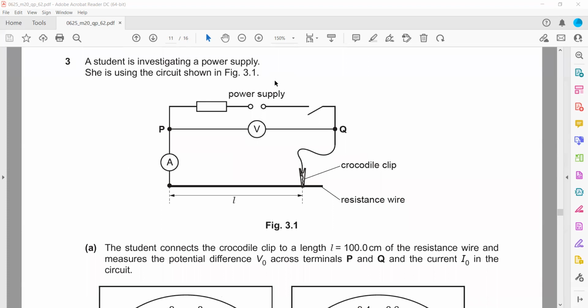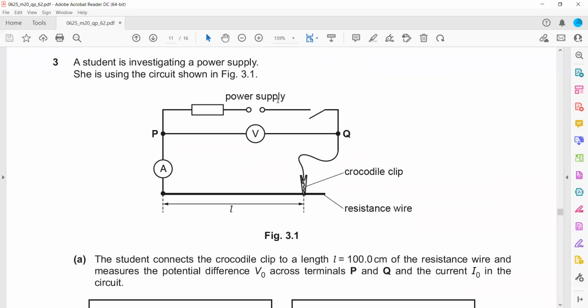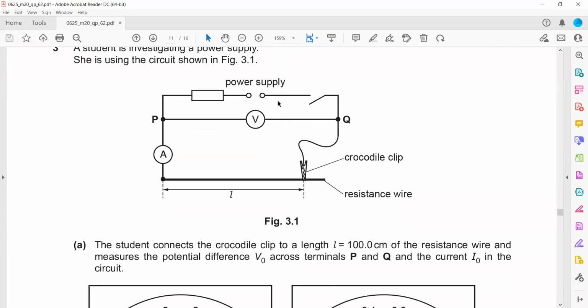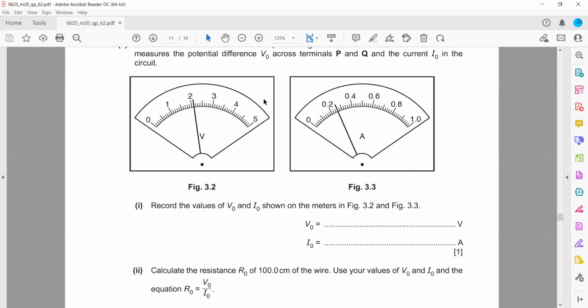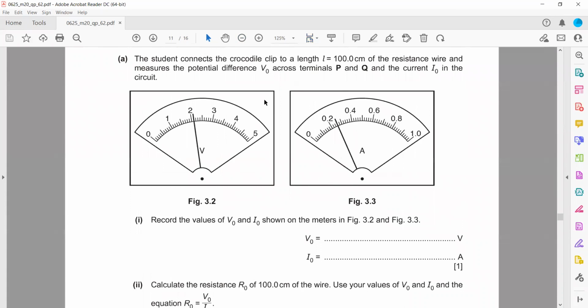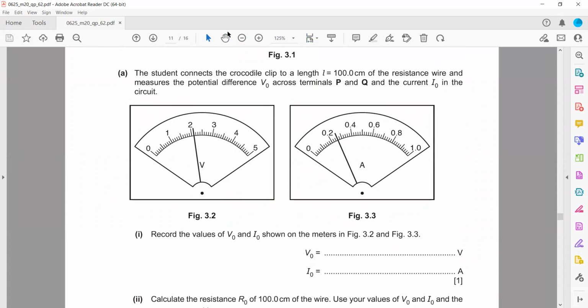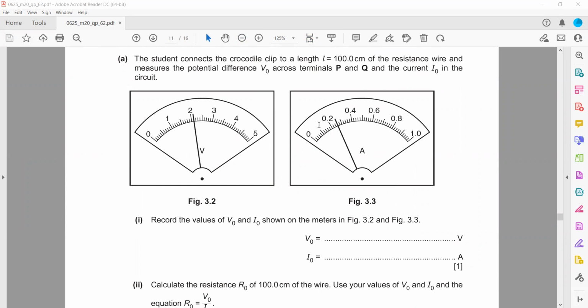Then in question 3, a student investigating the power supply uses the circuit shown in figure 3.1. We have a voltmeter, an ammeter, and a power supply. Using screen annotation, complete the value for voltage and the current reading. What is the value for voltage and what is the value for current? Each line for voltage is representing 0.1, so 2.1 volts. And what about the current? Each line is representing 0.02.